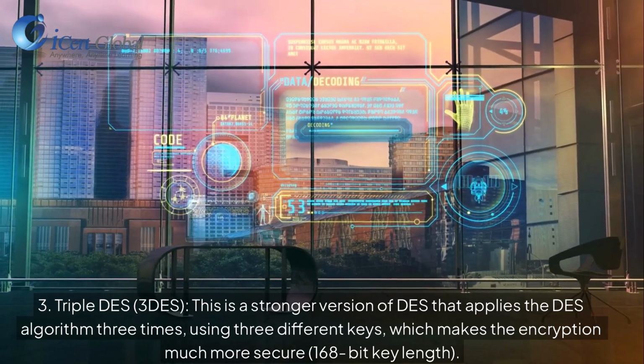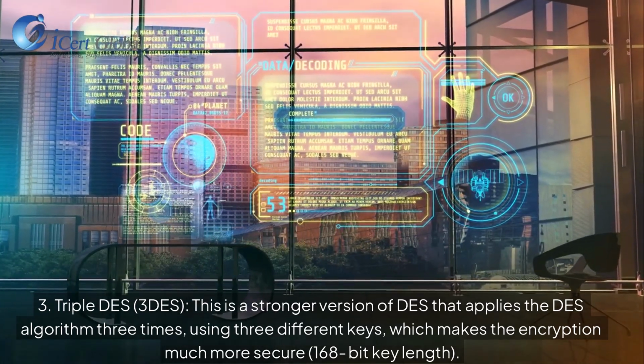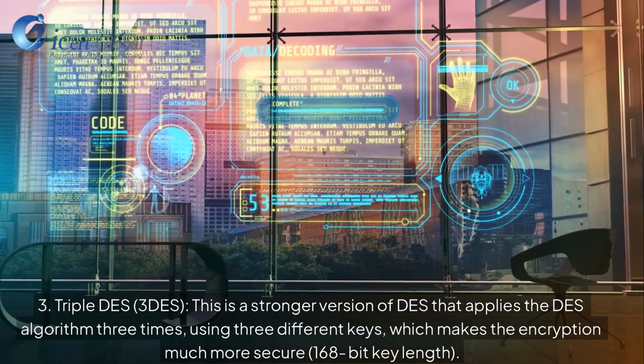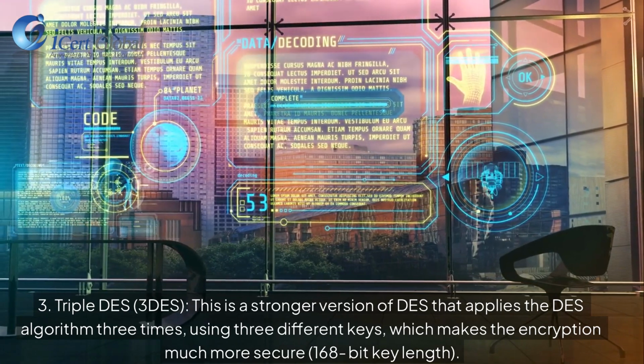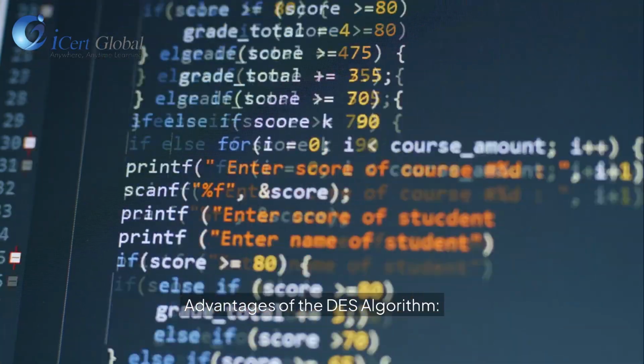3. Triple DES, 3DES. This is a stronger version of DES that applies the DES algorithm 3 times, using 3 different keys, which makes the encryption much more secure. 168-bit key length. Advantages and disadvantages of DES algorithm.